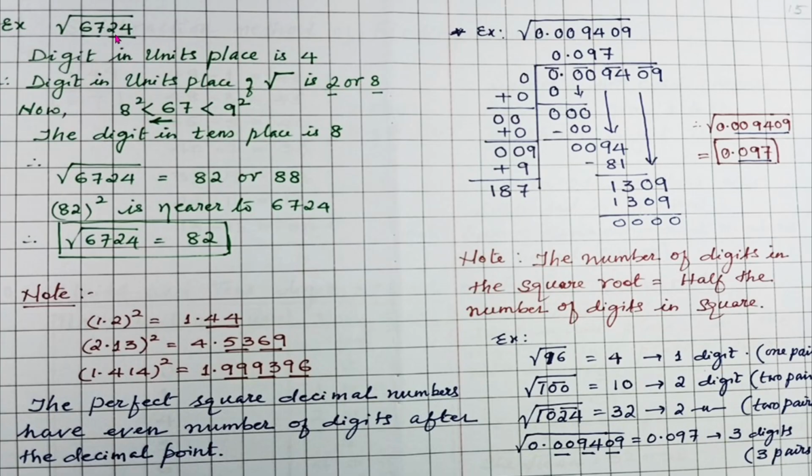First, find out the digit of the units place by taking the digit in the units place of the square of the number, which is 4. It can be 2 or 8. Then go for finding out the tens place, that is 67 lying between 8 square and 9 square. We find that it is 8, so therefore the number is 82 or 88.